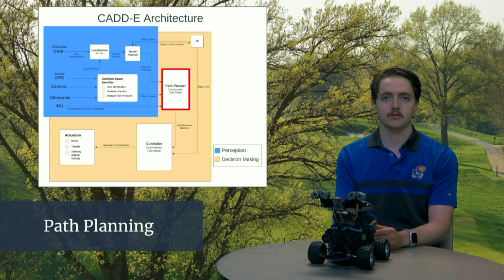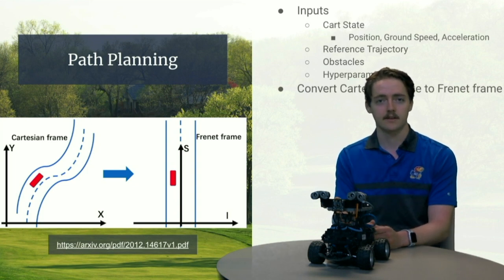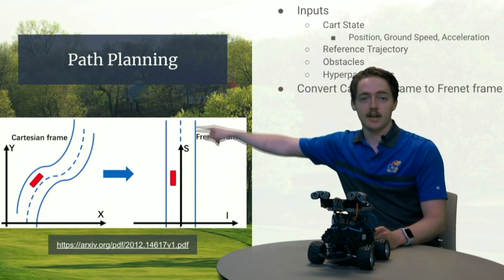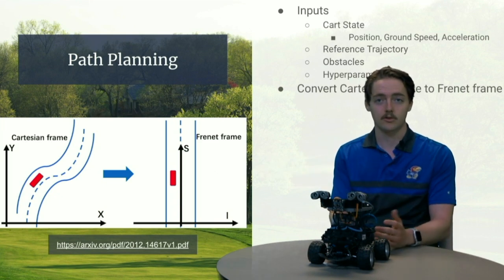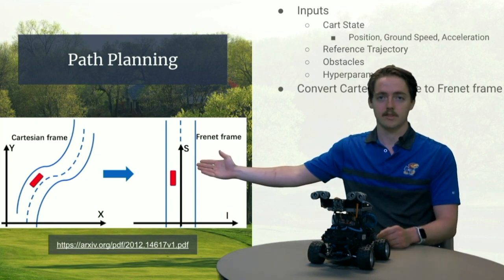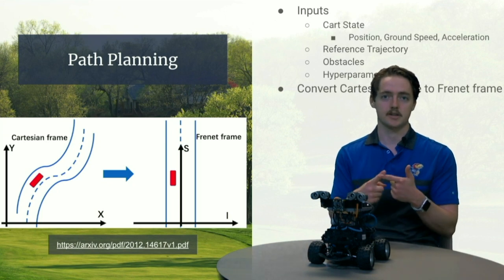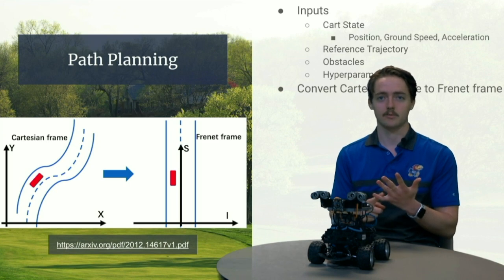The goal of the path planner is to generate a much more refined path for the cart to immediately follow. To do this, we take into account the cart's state, including its position, ground speed, and acceleration, provided by the GPS and IMU sensors onboard CADD-E, as well as the reference trajectory from the route planner, which can be seen as the middle line of the path, obstacles provided by the collision space identifier, specifically their position within this space, as well as some hyperparameters, such as the car's maximum speed, acceleration and curvature, the width of the road, and some costs associated with some path attributes.